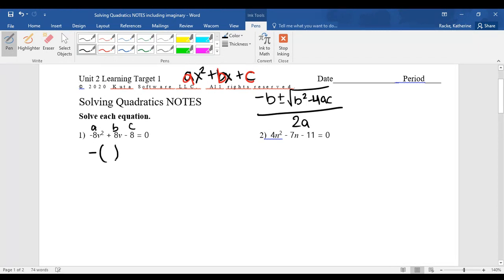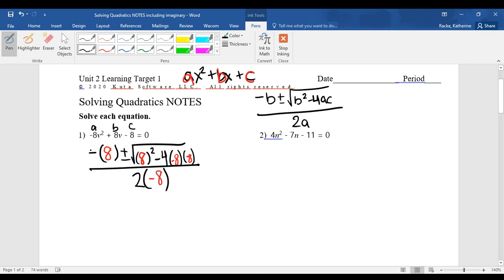Negative, I'm going to plug in. Whenever I plug something in, I'm going to put it in parentheses. B, which is 8, plus minus the square root of b squared, which is also 8, minus 4ac. So a is negative 8, and c is also negative 8, all over 2a, which is negative 8. Plug that in parentheses.